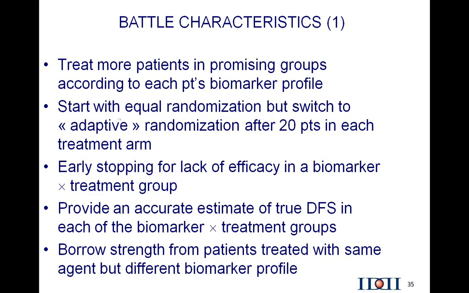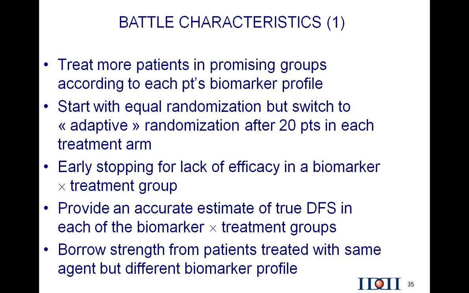We start with equal randomization. In other words, initially the patients are randomized equally between the treatment groups, but after 20 patients are entered in each treatment group, then adaptive randomization kicks in, and the allocation ratio between the different treatments is modified depending on the results seen in the trial. We want to stop early, for lack of efficacy, the biomarker by treatment groups that show too little efficacy.